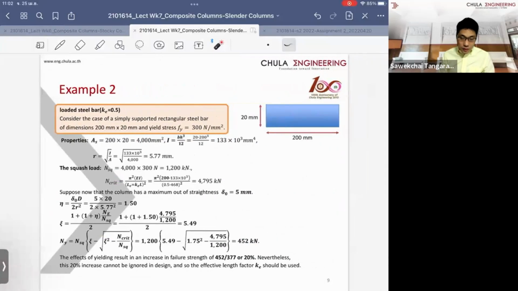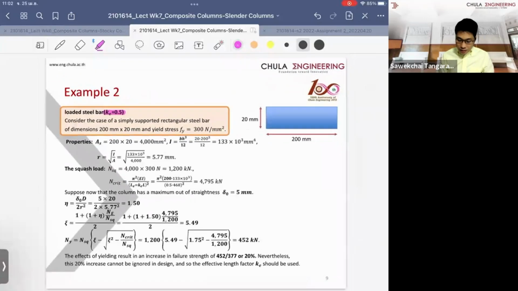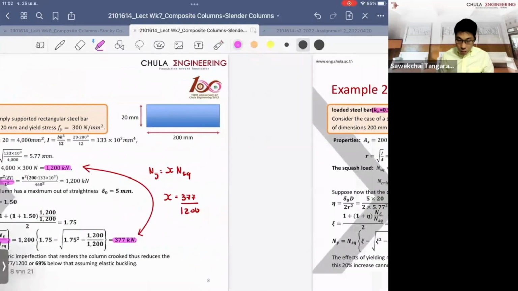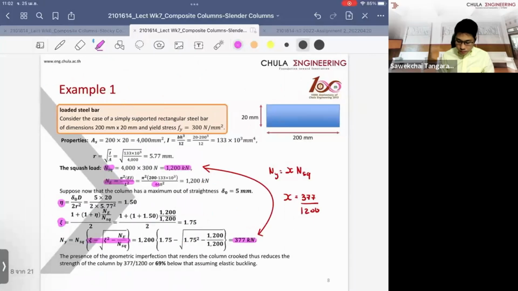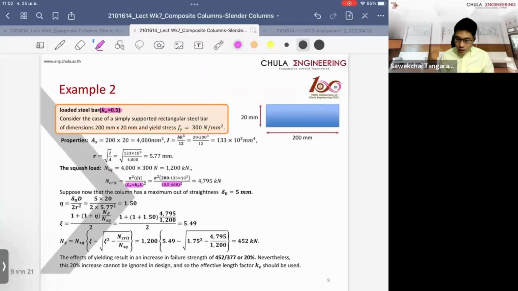The second example is the same, but we just change the effective length from K equal to 1 to half of this. So you have the effective length to be less, and the critical load you will have more. The only difference is these terms. To me, it's not a big deal, and we won't go into the detail. I leave it for you; if you're interested, you can read it.